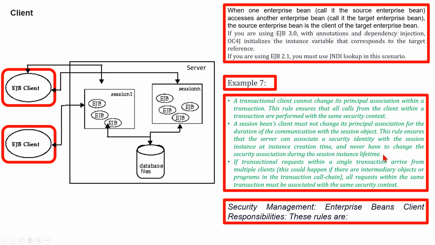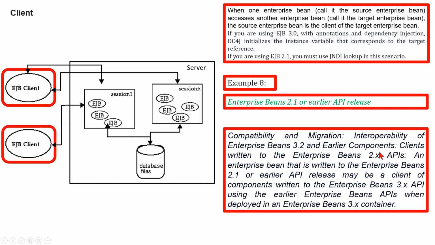A session bean's client must not change its principal association for the duration of the communication with the session object. This rule ensures that the server can associate a security identity with the session instance at instance creation time and never have to change the security association during the session instance lifetime. If transactional requests within a single transaction arrive from multiple clients, this could happen if there are intermediary objects or programs in the transaction call chain. All requests within the same transaction must be associated with the same security context.